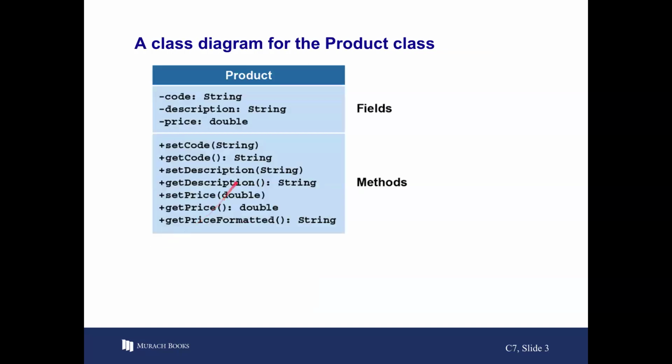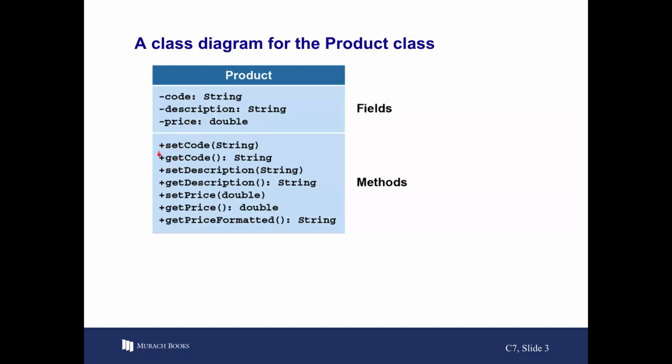Okay, so typically this is how you would think of a class. This class is called Product. It's got three fields in it: code, description, and price, and then it's got several methods: set the code, get the code, and so on. When we declare a field, it's a variable in the code, so it's got a data type. You want to give it a good name, just like any other variable, and then it's going to have a getter and a setter.